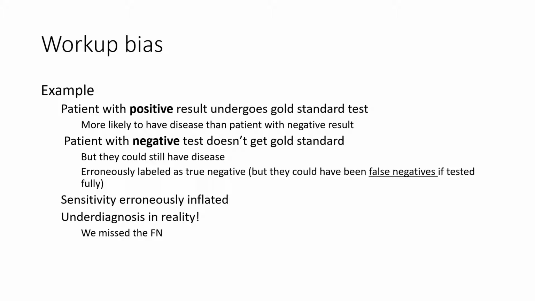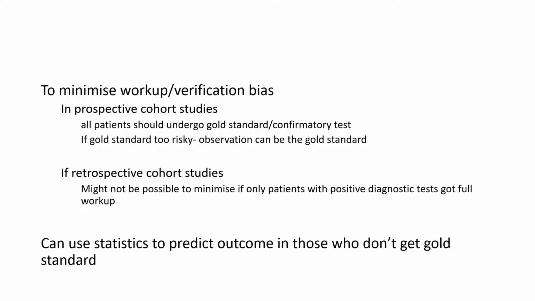And this will overestimate your sensitivity, but we're really underdiagnosing in reality because we're actually missing a bunch of false negatives. So how to minimize this type of bias? If you're doing a prospective cohort study, if you can, make sure all patients undergo a gold standard or confirmatory test. But if it's too risky or maybe not ethical necessarily to submit everyone to it, observation itself can be the gold standard, and you'll follow people forward through time to see if they have anything related to the condition you're testing for. For example, if they died or not, or developed some other condition or not.